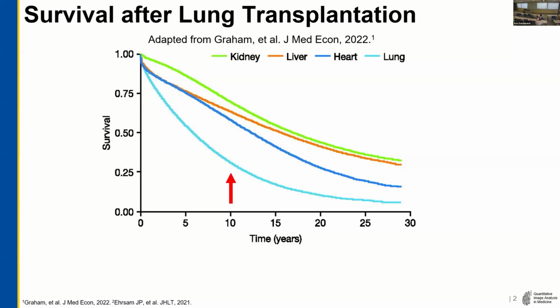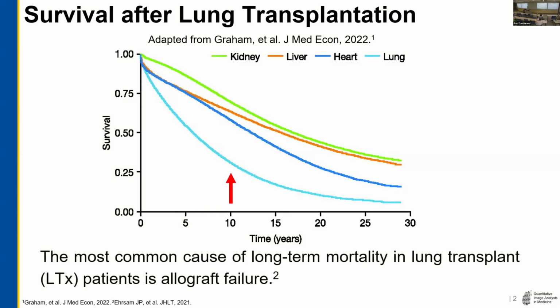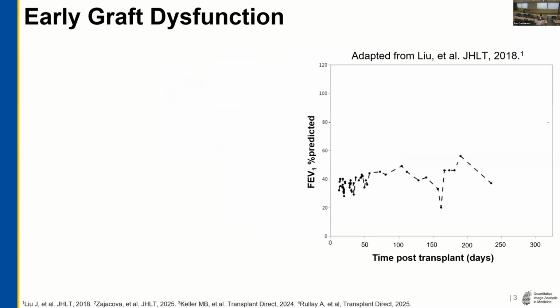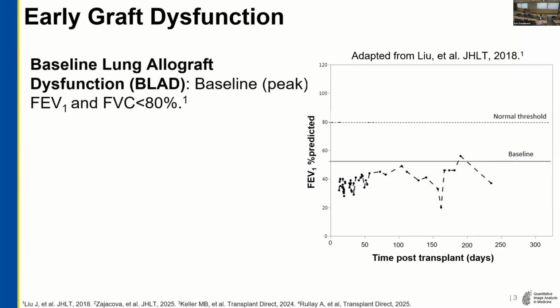And primarily what's driving this poor long-term mortality is allograft failure. But we're not only interested in long-term allograft failure, we're also interested in early graft dysfunction. And cleverly, a group in 2018 coined baseline lung allograft dysfunction. So what you do is you look at the lung function FEV1% predicted post-lung transplant, and you quantify something known as the baseline or the peak lung function. And essentially, you ask yourself, did this peak or baseline surpass our normal threshold of 80% predicted?